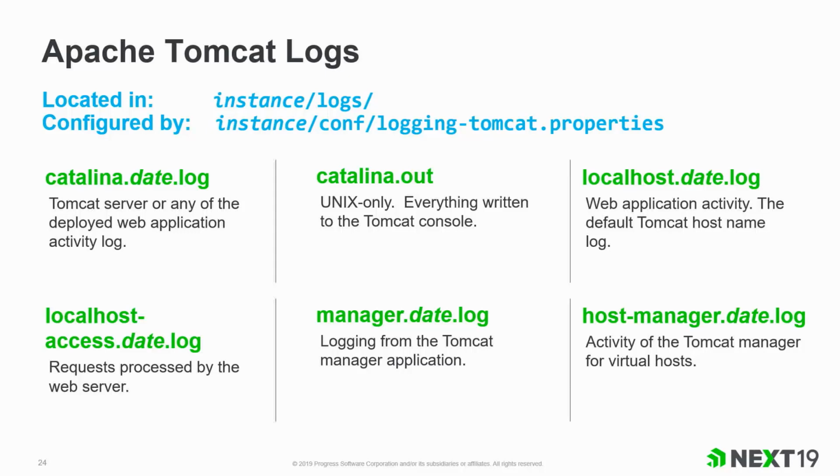There's a Unix-only version of that log, catalina.out, which is pretty much anything that Tomcat would have written to the console goes into that catalina.out. There's a localhost.date.log. That is the place where web applications log. So if the web applications themselves are doing logging, they'll show up in that localhost log. There's the localhost access log. That's the one I've mentioned a couple of times. That one's really important. That's where you see all the HTTP requests and HTTP responses logged. And we'll be looking at how to configure that a bit.